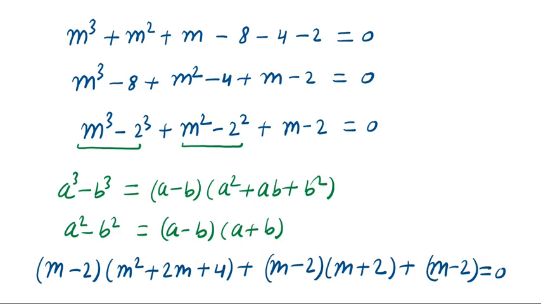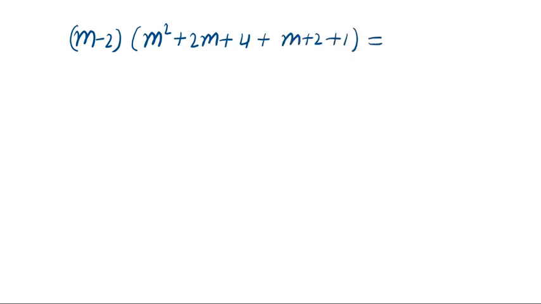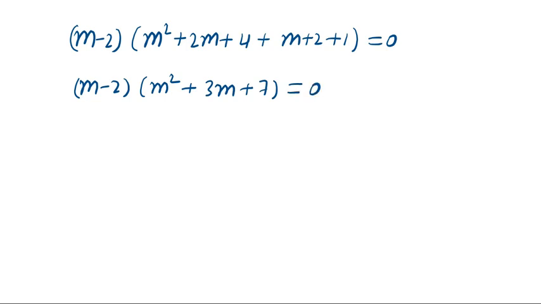Now look carefully at the left hand side. We have m minus 2 as a common factor. So if we take m minus 2 common, then you will get m square plus 2 times m plus 4, plus m plus 2, plus 1, is equal to 0. M minus 2 is multiplied by m square plus 2 times m plus m is 3 times m, plus 4 plus 2 is 6, plus 1 is 7, is equal to 0.